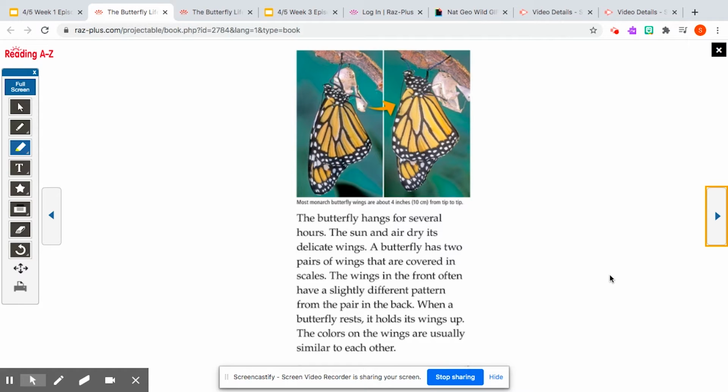The butterfly hangs for several hours. The sun and air dry its delicate wings. The butterfly has 2 pairs of wings that are covered in scales. The wings in the front often have a slightly different pattern than the pair in the back. When a butterfly rests, it holds its wings up. The color on the wings is usually similar to each other.